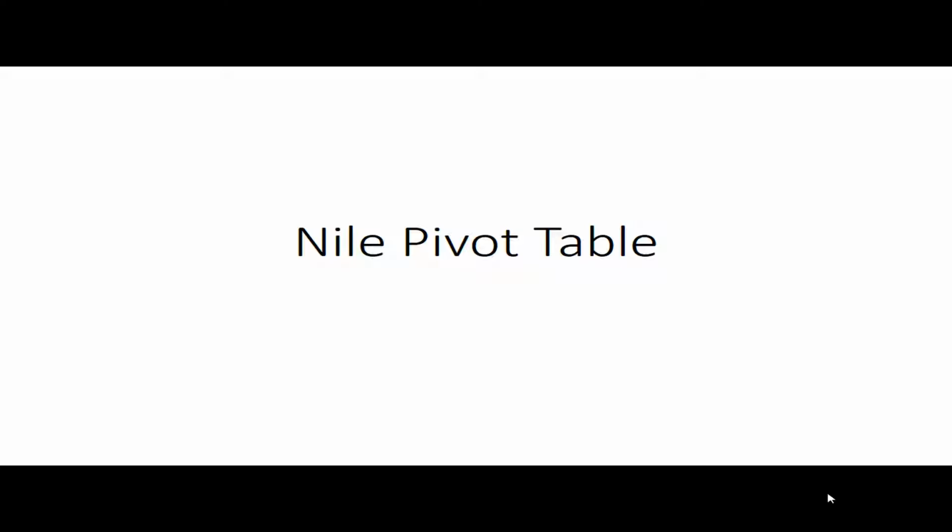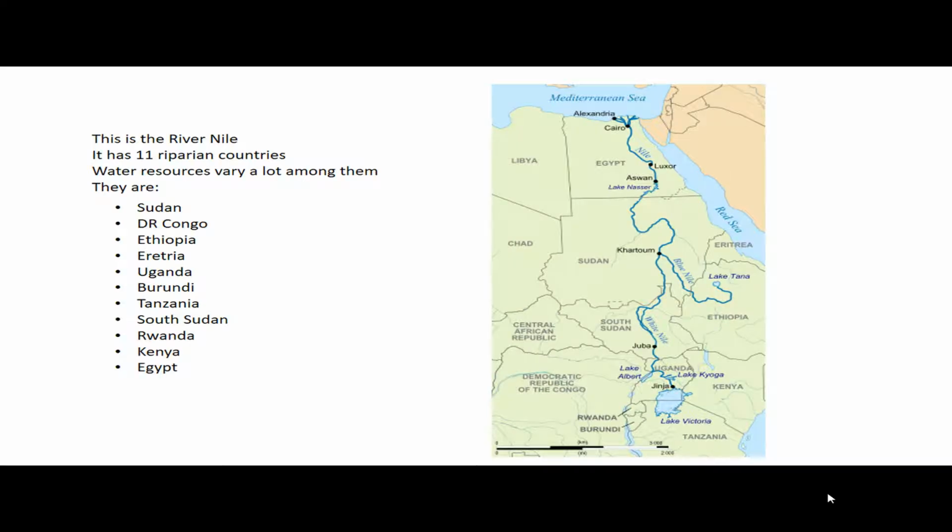And the word Nile here, because the example I'm going to show you has to do with the river Nile. This is a map of the river Nile. The Nile goes through 11 different countries, including Sudan, Democratic Republic of Congo, Ethiopia, Eritrea, Uganda, Burundi, Tanzania, South Sudan, Rwanda, Kenya, and Egypt.